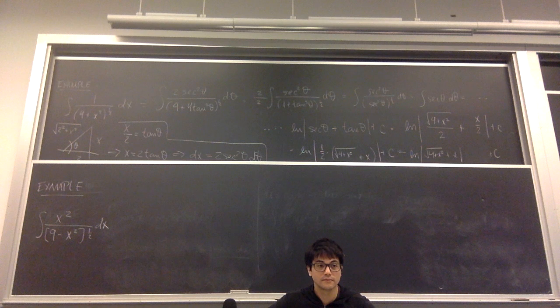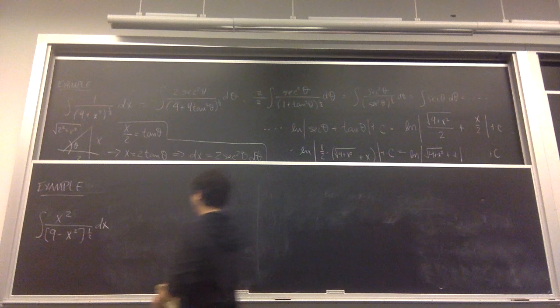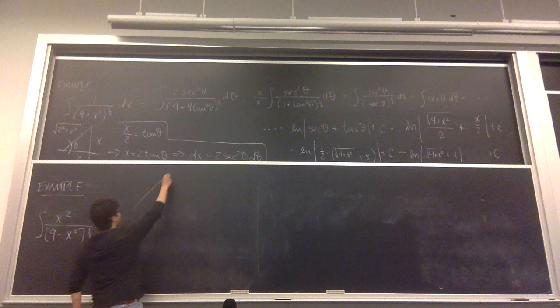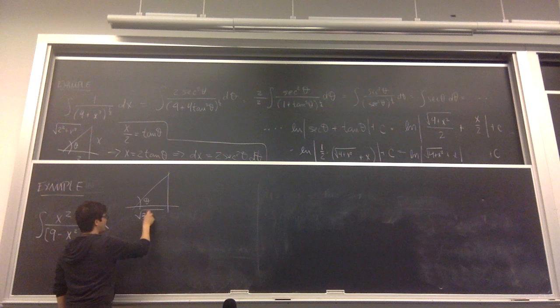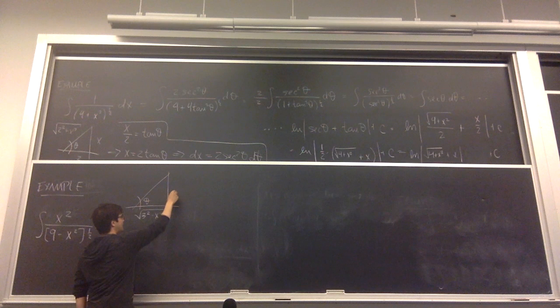Okay, let's do it. So what reference triangle do we have here? We should have theta here. This is a difference, and we're removing the unknown, so that should be the adjacent. The adjacent is going to be 3 squared minus x squared, which forces this side to be x, which forces this side to be 3.